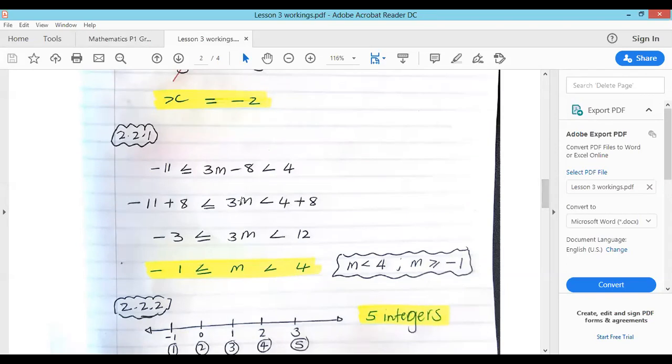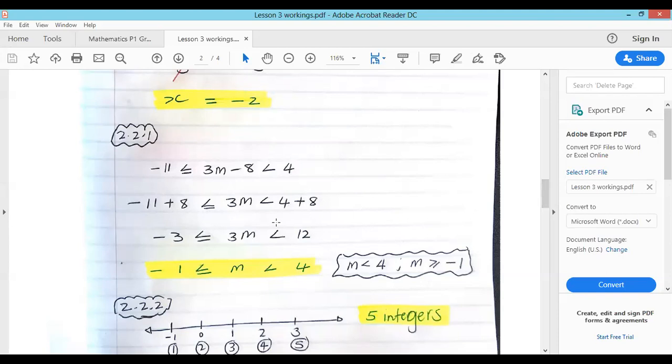So now, when you transpose your negative 8 to your left-hand side, it will be a plus 8. So it's going to be negative 11 plus 8 less than or equals to 3m. Now it's 3m only because we have transposed 8 away. Then what you do on your left-hand side, you must also do on your right-hand side. Therefore, less than 4 plus 8. So it's plus 8 plus 8.